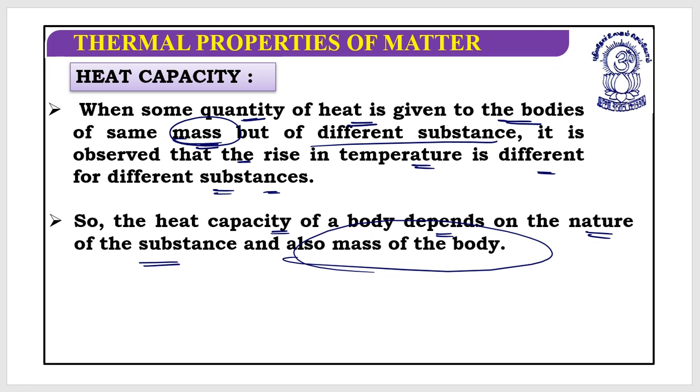The specific heat capacity only depends on the substance of the body and does not depend on the mass of the body. But heat capacity also depends on the mass of the body.